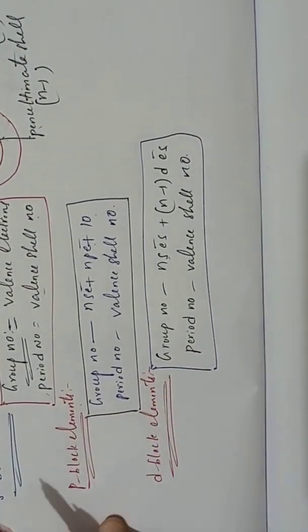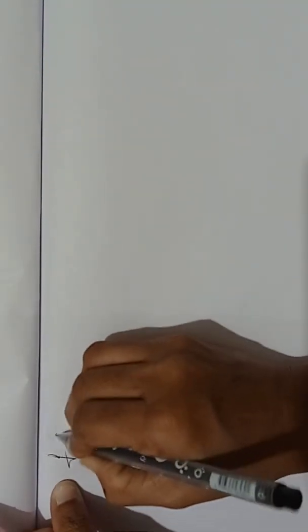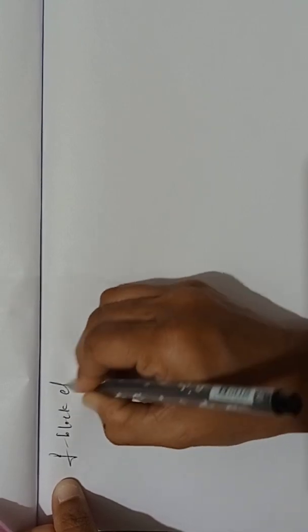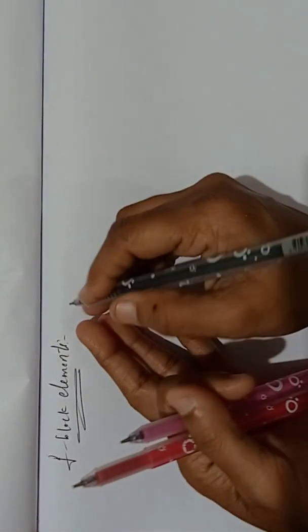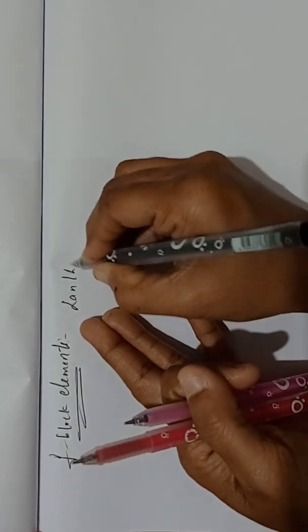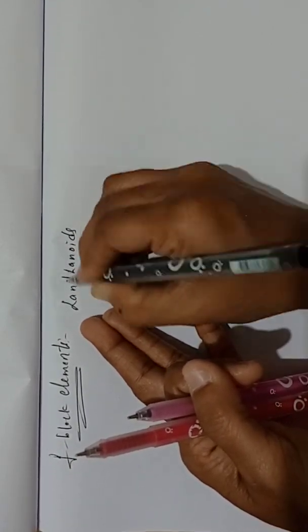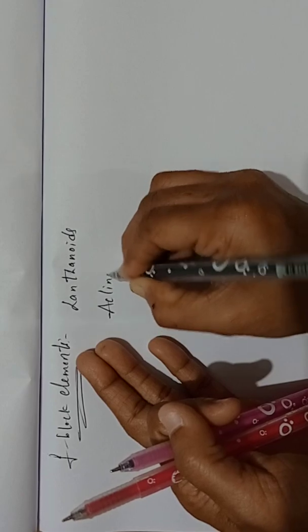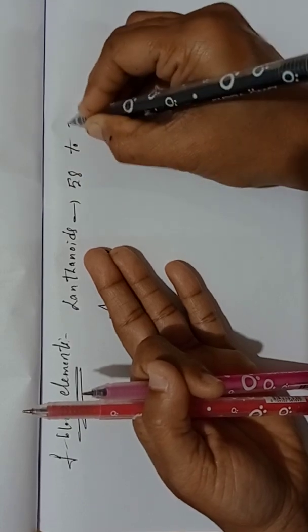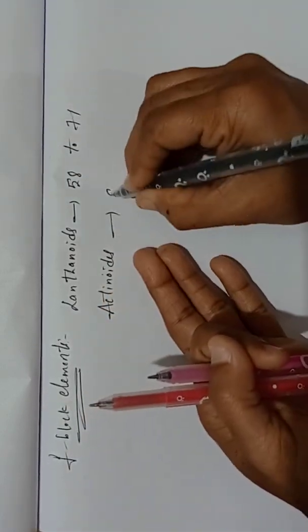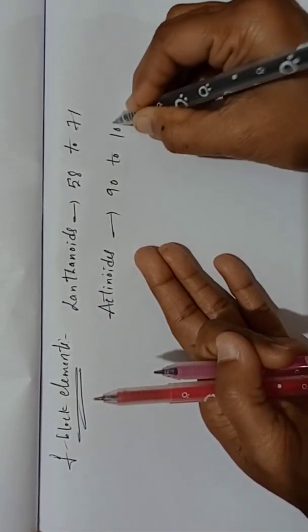Now coming to the F block elements, students, see here what is the trick. F block elements contain lanthanoids and actinoids, correct? Understanding, students? Lanthanoids are from atomic numbers 58 to 71, correct? And actinoids are from 90 to 103.